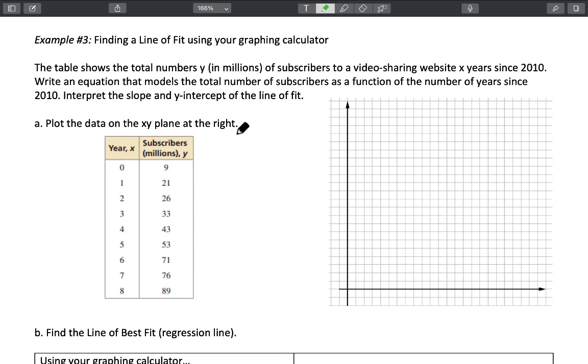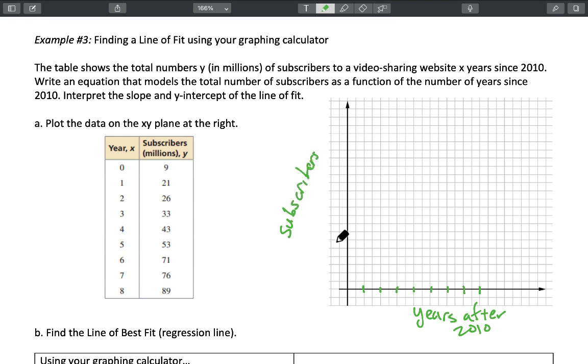All right, so part A asks us to plot the data on the XY plane at the right. Go ahead and pause the video and plot your data, keeping your years after 2010 on the x-axis, and we can just label these 1, 2, 3, 4, 5, 6. You can skip every other one here, 7. Go all the way out to 8. And then on the y-axis, you've got number of subscribers.